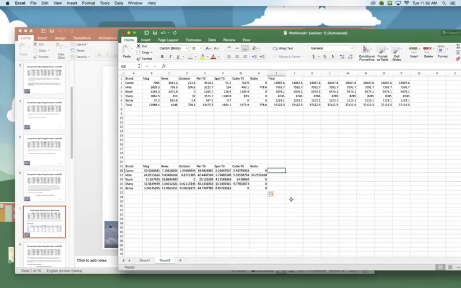Let's check our work. The easy way to check your work in this particular case is to do a sum of all these numbers right here, in parentheses, and it should equal 100. If I did everything correctly, all of them should equal 100, and they did.